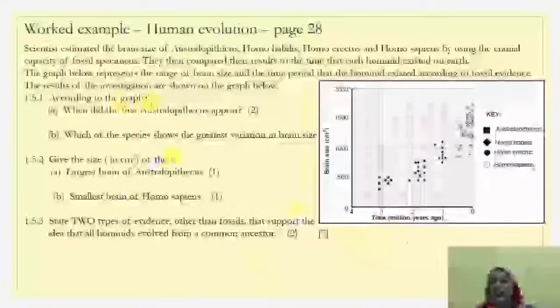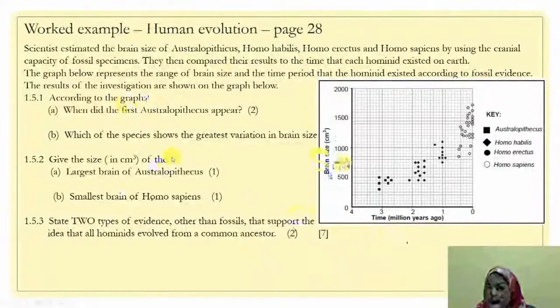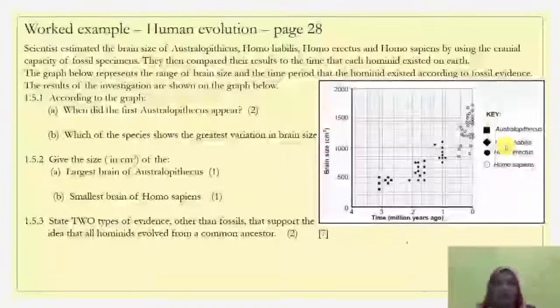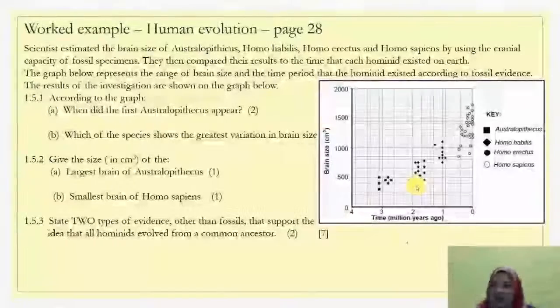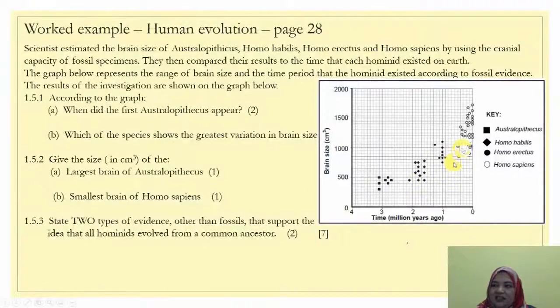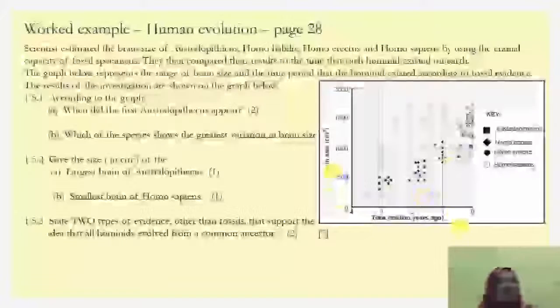So according to the graph, look at my graph, I've got brain size and I've got time, in millions of years ago. Squares are Australopithecus. This is Homo habilis. Homo erectus is the circle, and Homo sapiens are there. So in time we can see that Australopithecus was first, then we had Homo habilis, then erectus, and then Homo sapiens. And we looked at it in terms of brain size.